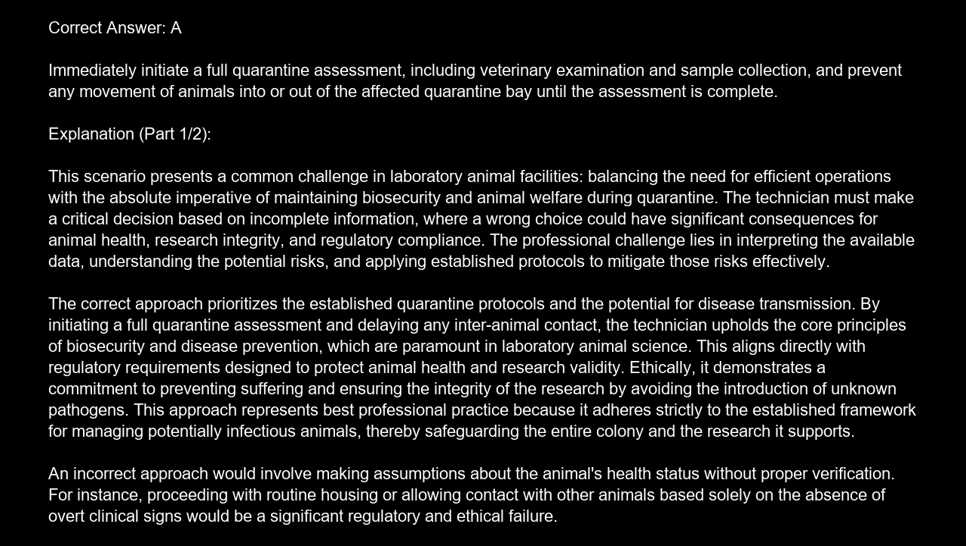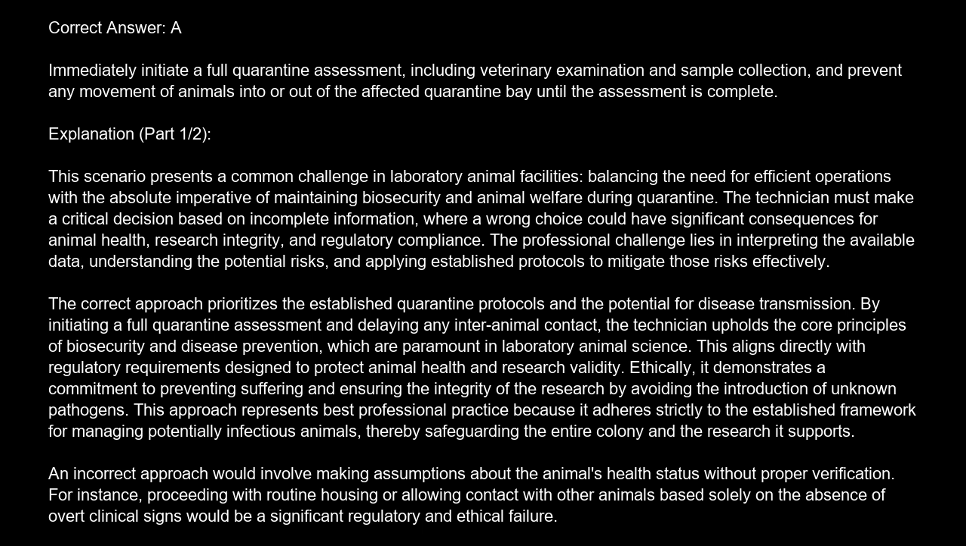The professional challenge lies in interpreting the available data, understanding the potential risks, and applying established protocols to mitigate those risks effectively. The correct approach prioritizes the established quarantine protocols and the potential for disease transmission. By initiating a full quarantine assessment and delaying any interanimal contact, the technician upholds the core principles of biosecurity and disease prevention, which are paramount in laboratory animal science. This aligns directly with regulatory requirements designed to protect animal health and research validity.